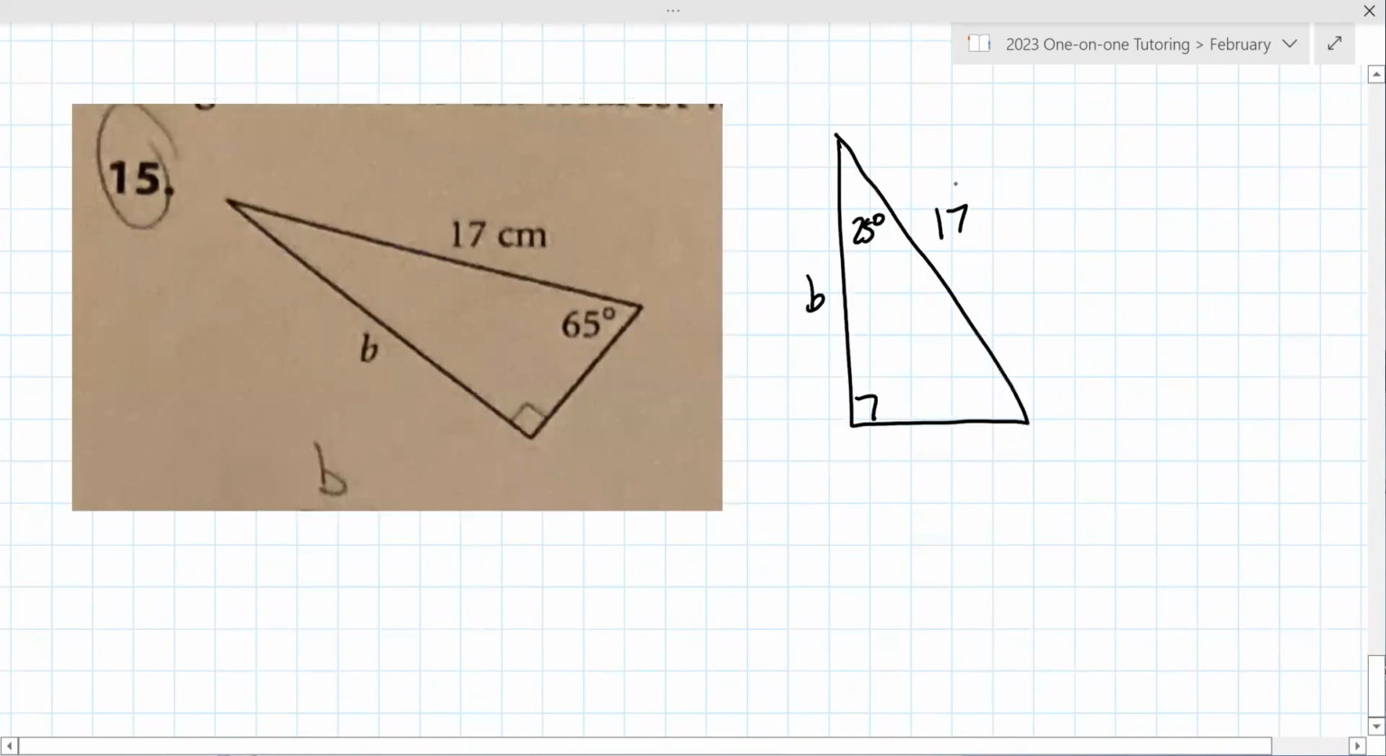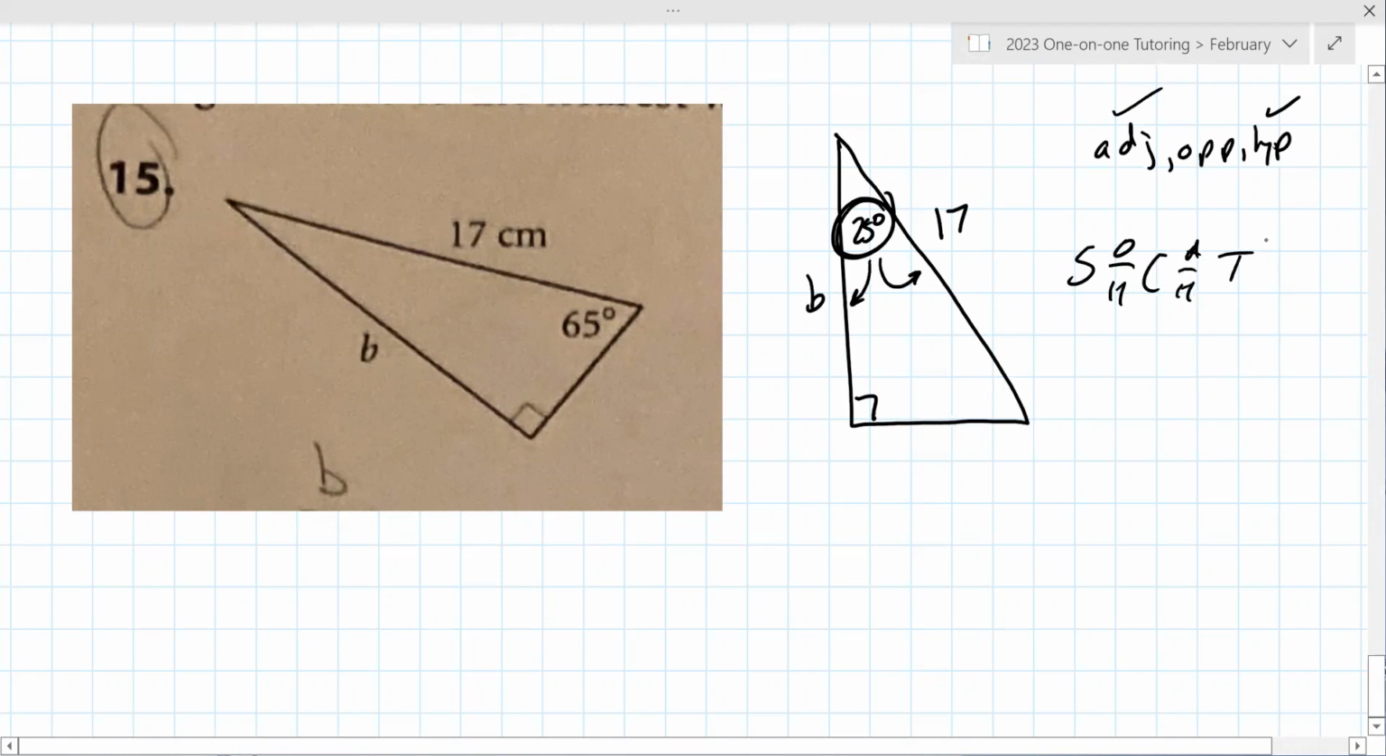So now relative to the 25 degrees, what is B? What is 17? Your answers are adjacent, opposite, and hypotenuse. 17 would be the hypotenuse and the adjacent would be B. So which of the three trig functions uses adjacent and hypotenuse? C, and that is cosine.